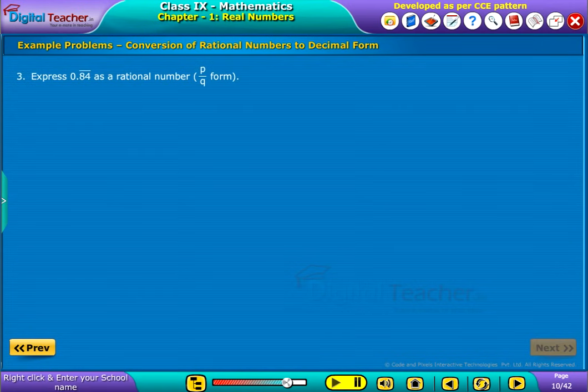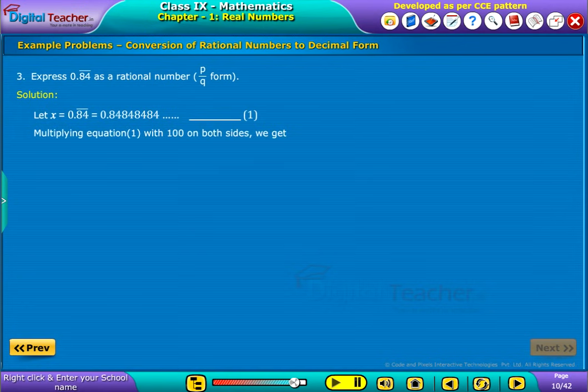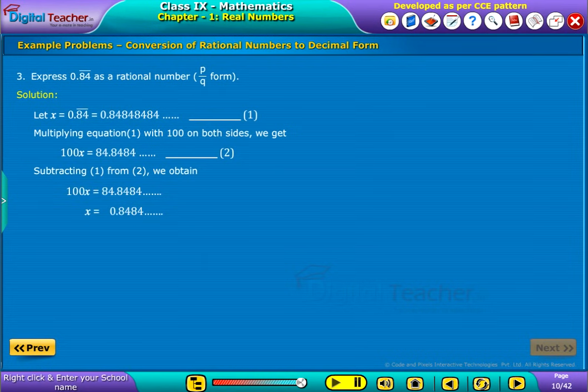Express 0.84 bar as a rational number, P by Q form. Solution. Let x is equal to 0.84 bar, which is represented as equation 1. Multiplying equation 1 with 100 on both sides, we get as equation 2. Subtracting 1 from 2, we obtain as follows. Therefore, P by Q form of 0.84 bar is 28 by 33.